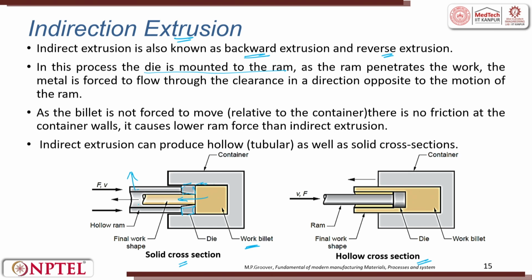So, it causes the ram force to be lesser in indirect extrusion. This process is much better than the direct process because the friction is reduced. Friction is reduced, the energy consumed is reduced. Indirect extrusion can also produce hollow tubes as well as solid cross section. But what is the restriction? The restriction is the amount of material that you have. It is the same for direct also, but here it is much more restricted as compared to direct.